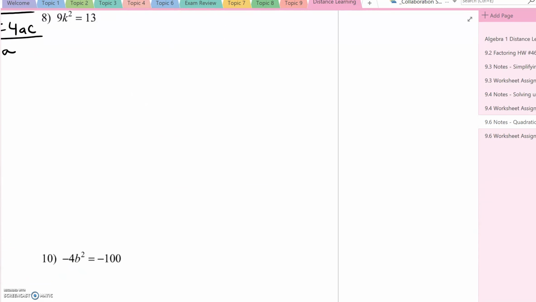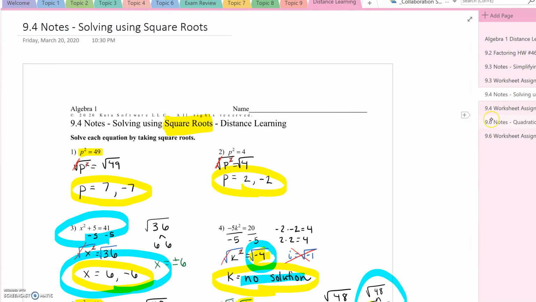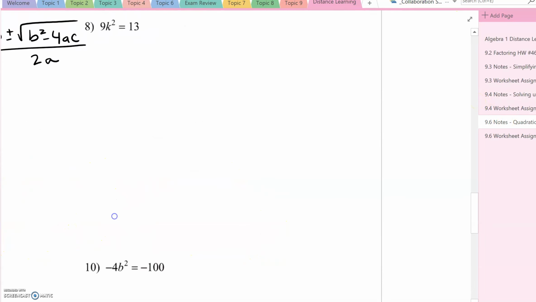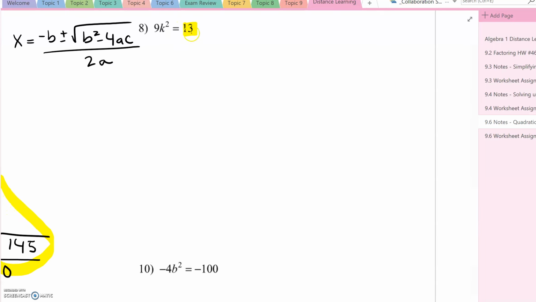All right, number 8, it's in a perfect form for us to actually solve this by square rooting like we did in 9.4 notes. But in these notes, we are learning how to use the quadratic formula. So we're going to solve this using the quadratic formula. Your first step is making sure it's set equal to 0. So if we subtract 13 from both sides, we're going to get 9k squared minus 13 equals 0.